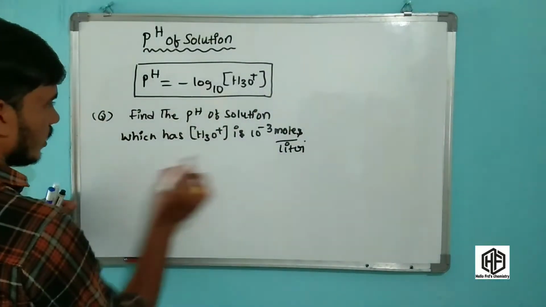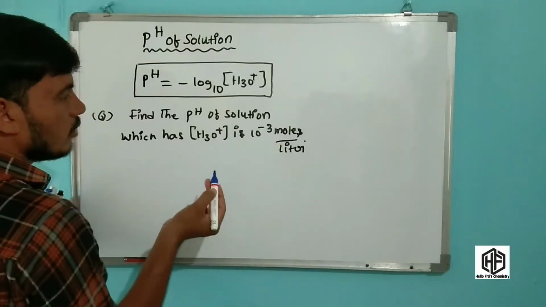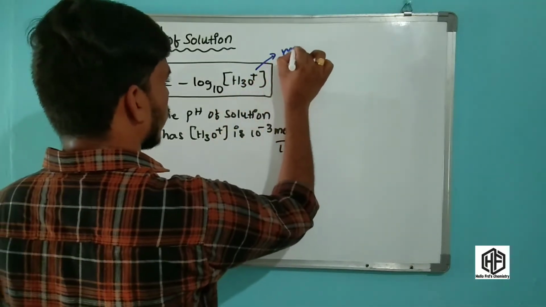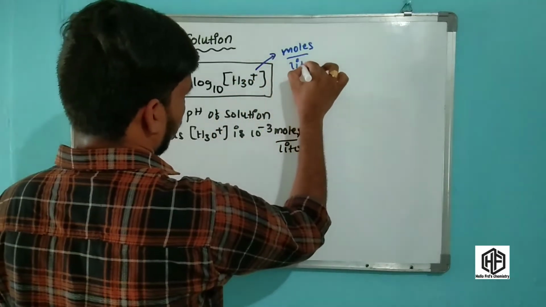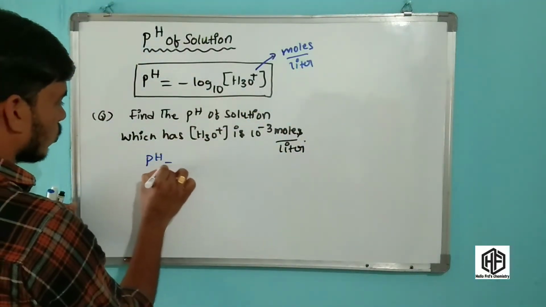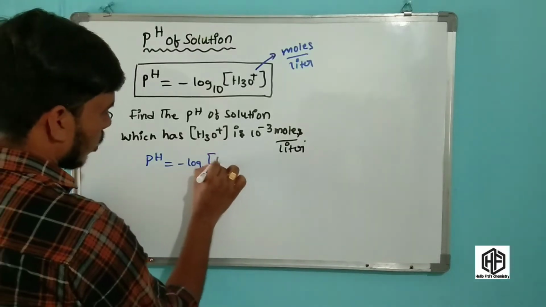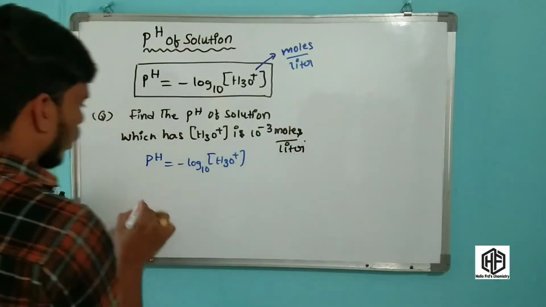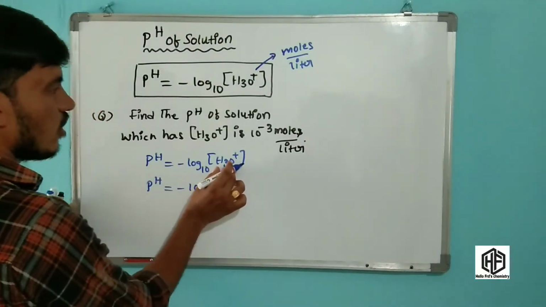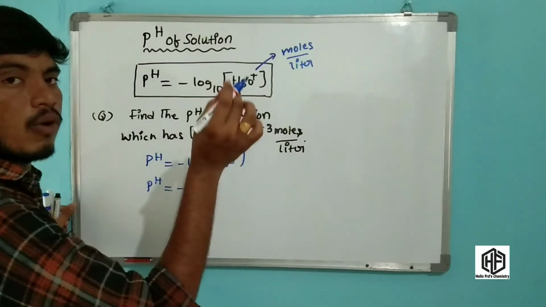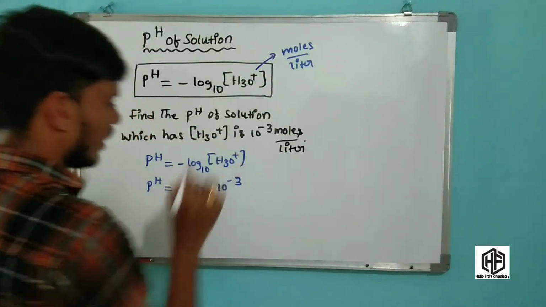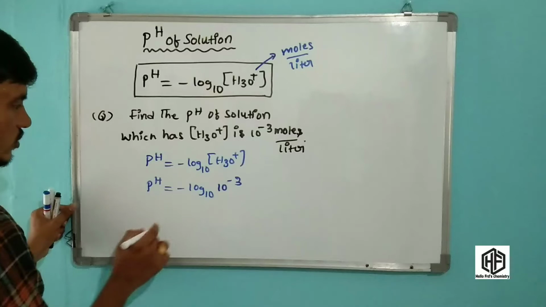Now friends, in this case, 10 to the power of minus 3 moles per liter means the unit of concentration is moles per liter. This is clear, friends. Now what is the pH of the solution? pH is equal to minus log base 10 of the concentration of hydronium ion, which is 10 to the power of minus 3 moles per liter. Now we have to find this value.